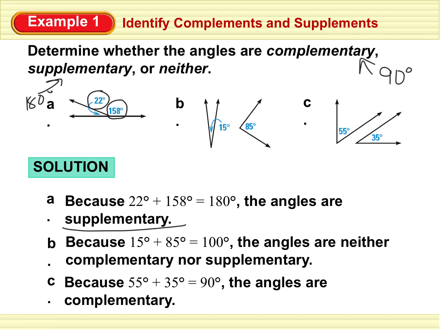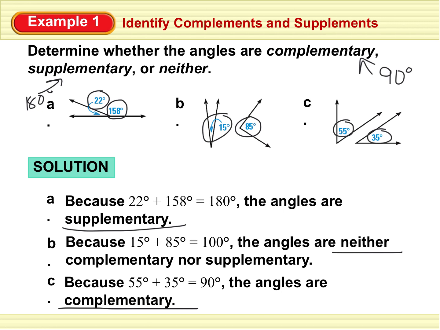What about B? What do we need to do with those two angles? 85 plus 15. Add them together. What do you get? 100, which means neither. And now C, what do you do? Add them together. What do you get? 90, and that gives you complementary.